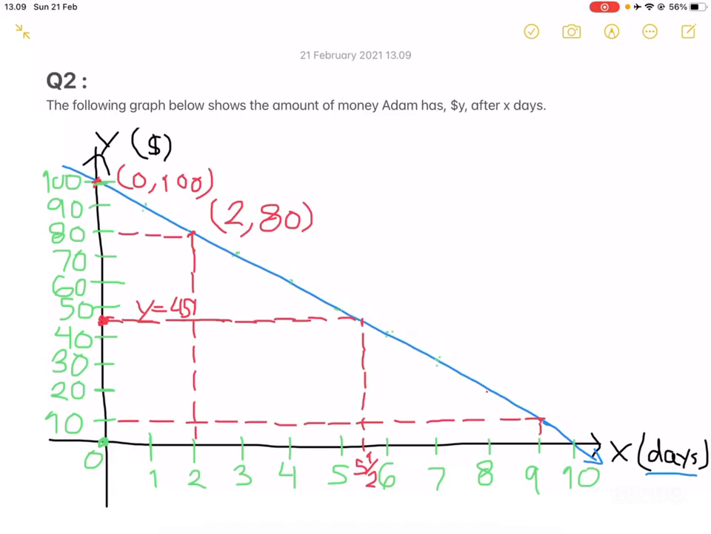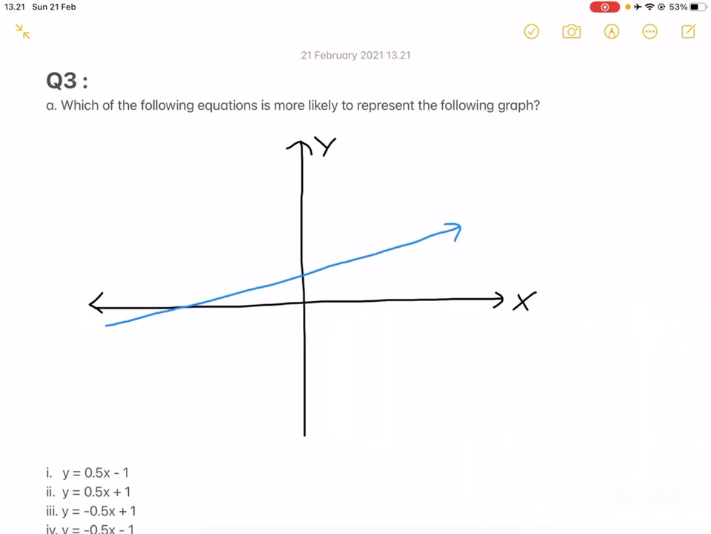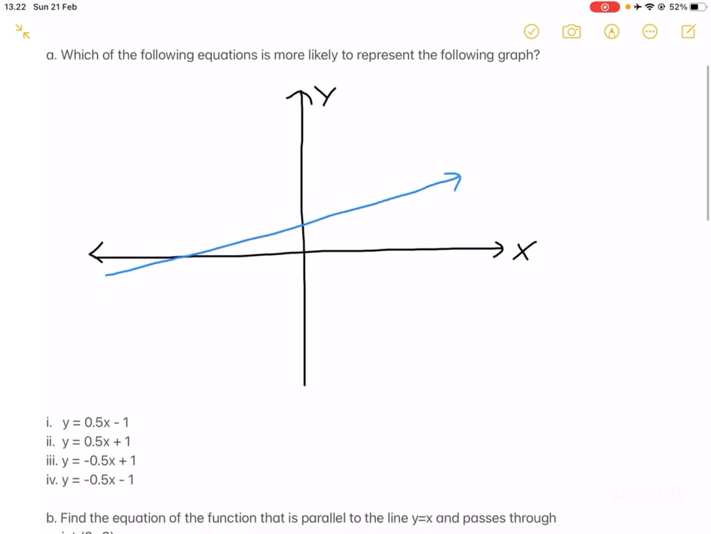Let's jump into the last example. For the last question, I decided to make a multiple choice question, just because I haven't made multiple choice questions on my channel before, so I decided why not just try it. So let me know if you guys like this type of question. Anyways, which of the following equations is more likely to represent the following graph?